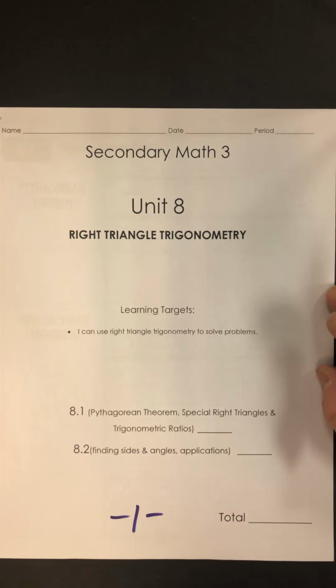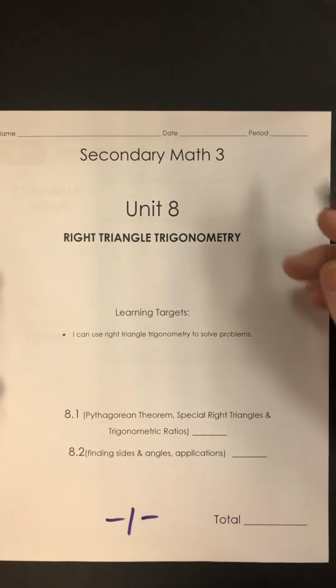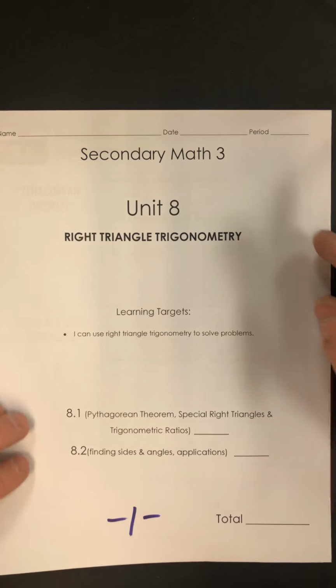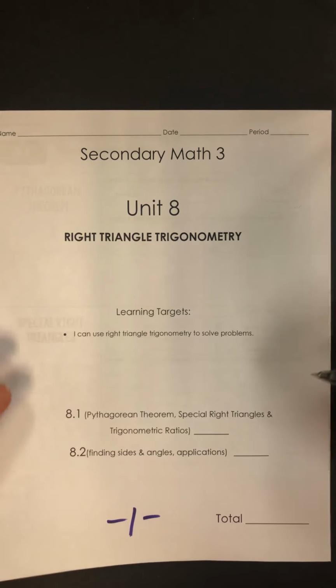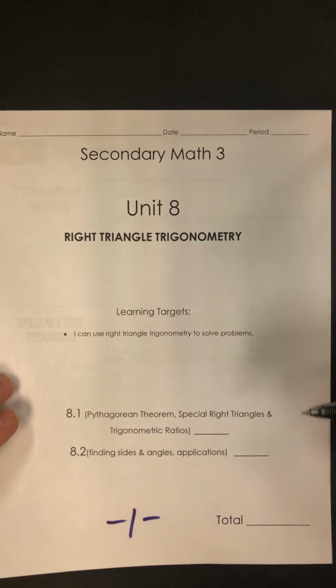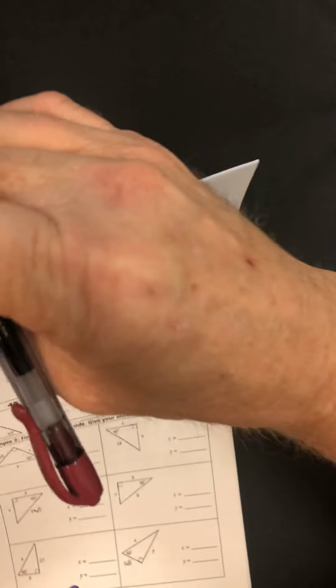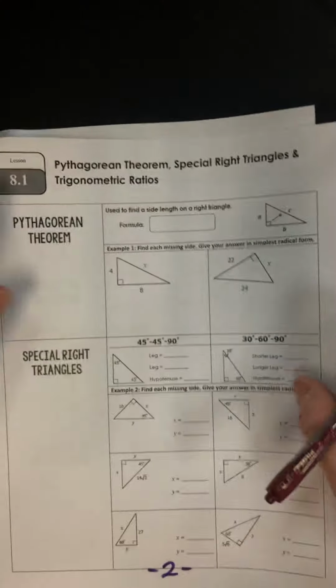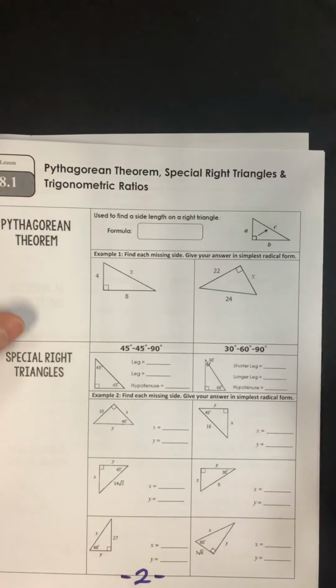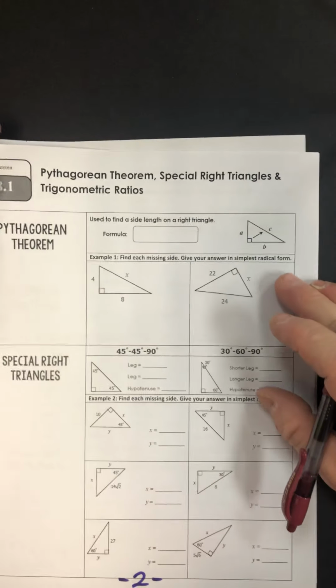All right, let's do this. Unit 8, right triangle trigonometry. Just 2 sections, so you're welcome. Let's get started. We'll just do some notes here. You can follow along, fill it in, whatever you need.